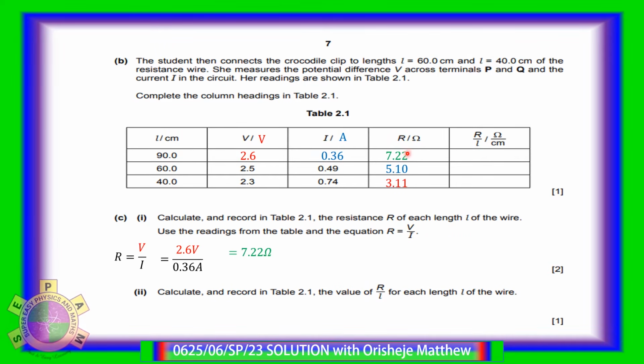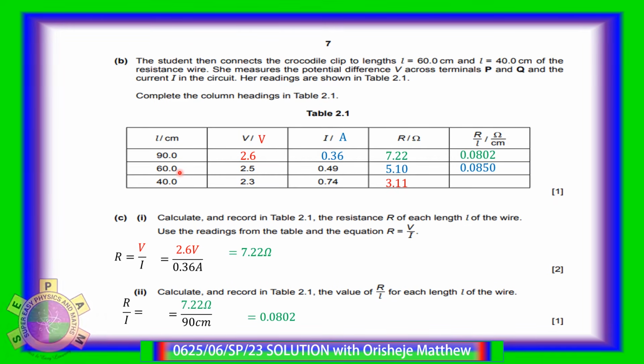Now let's calculate the resistance per unit length. So what you need to do is divide 7.22 ohm by 90. So that will give 0.0802 ohm per cm.